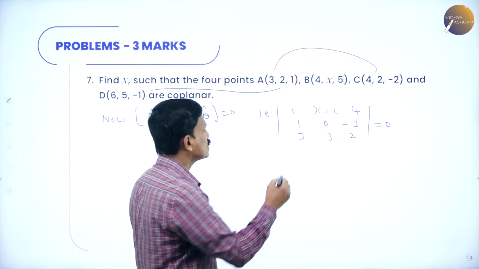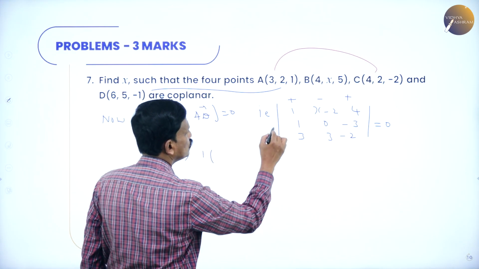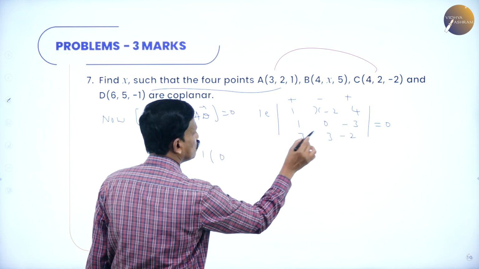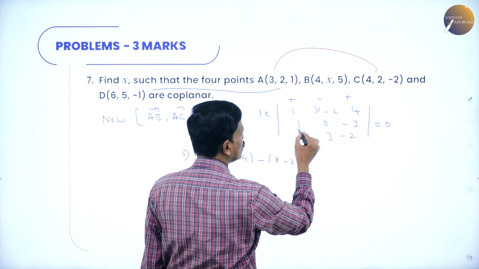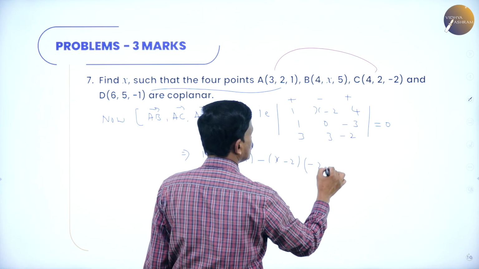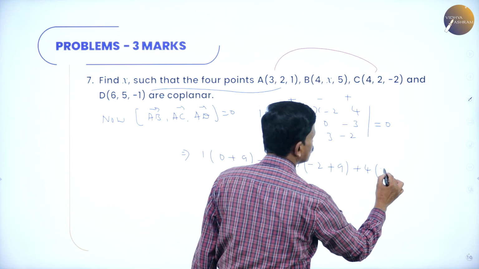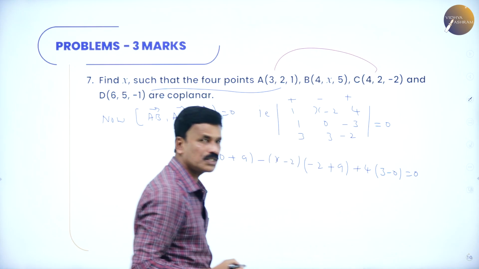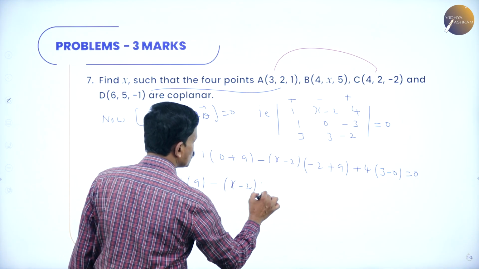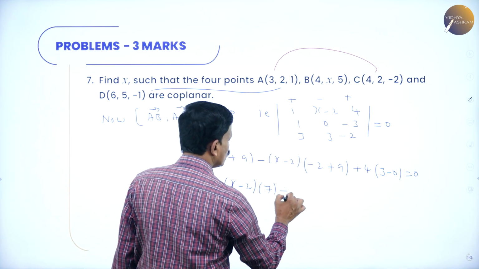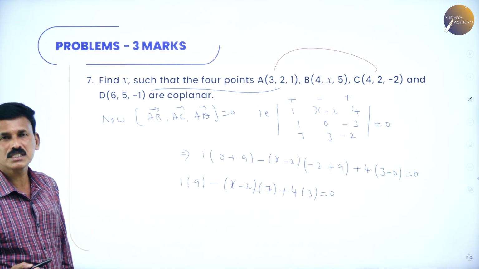Now let us simplify this. Plus, minus and plus. That is 1 into, this row and column deleted, 0 minus into minus plus 3 3s are 9, minus x minus 2 into, this row and column deleted, 1 2s are 2 minus 2, minus into minus plus 3 3s are 9, plus 4 into, this row and column gone, 1 3s are 3 minus 0, is equal to 0. Now that is 1 into 9, minus x minus 2 into 9 minus 2 is 7, plus 4 into 3 minus 0 is 3. Now simplify this and solve for x, you will get the answer.